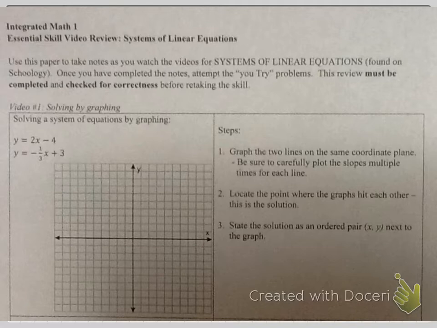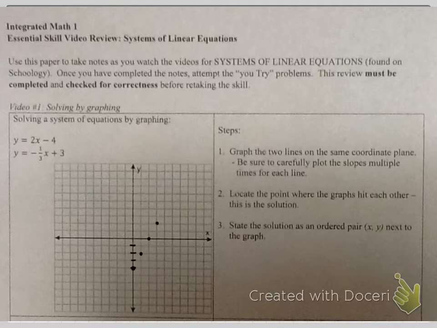The very first thing I'm going to look at is the first equation. It looks like I'm going to have a y-intercept of -4. So I'm going to go down to -4 on my y-axis and plot that point. And then I'm going to do the slope of +2, so up 2, right 1. I'm going to do it multiple times. Up 2, right 1, and then continue up 2, right 1.